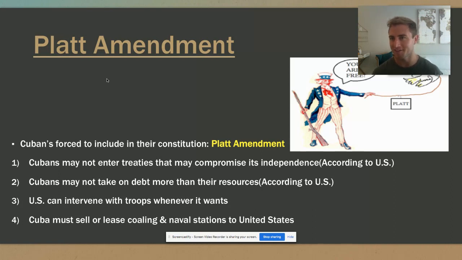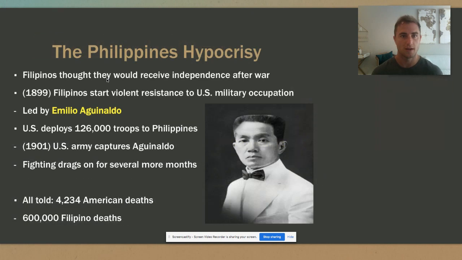The Platt Amendment is indirect control of Cuba by the United States, meaning in this Platt Amendment, the Cubans can't enter any treaties that may compromise its independence, according to the United States. Cubans can't take on any debt because of fear of a European power coming in and invading Cuba. The U.S. can intervene with troops whenever it wants, and the United States takes the best leasing coaling stations as well as naval stations in Cuba, including, of course, the famous Guantanamo Bay.